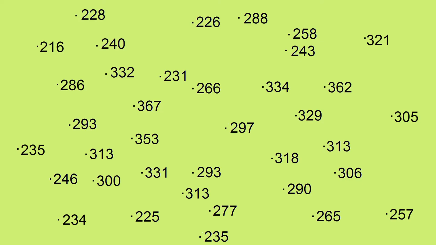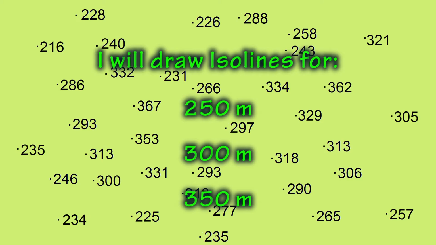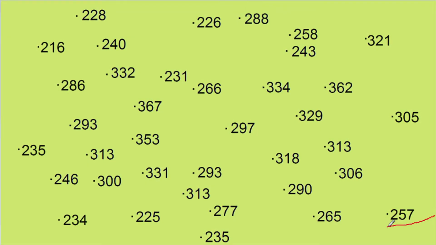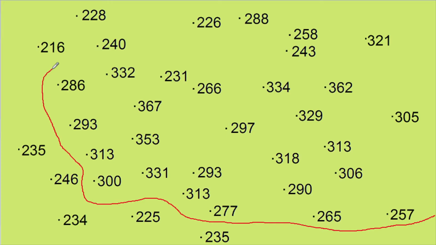Now let's practice drawing an isoline. I have some elevation data for this imaginary map. I want to draw in the 250 metre, the 300 metre and the 350 metre isolines. So I will begin with the 250 metre isoline. I will draw my isoline between all the data points below 250 metres and all the data points above 250 metres.